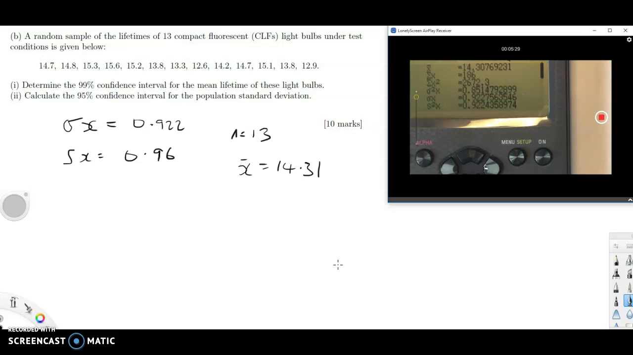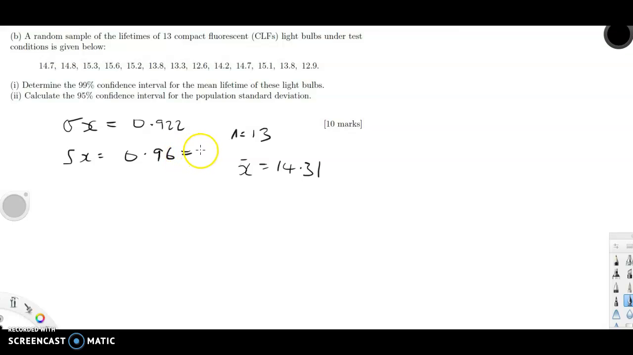So sx there is equivalent in the exam formulas to s hat. And in the formula, sigma x is s, that's the standard deviation, and sx is the sample standard deviation, s hat. So those are the figures we need.